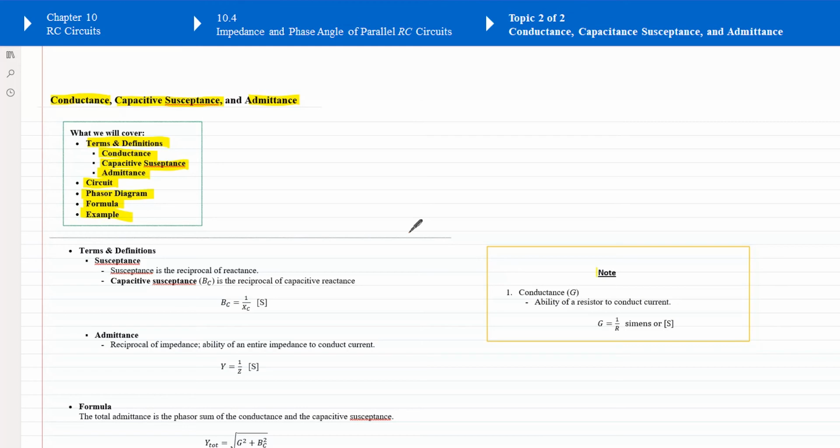Before learning the new terms, how about let's look at a note here. We have learned conductance already. The symbol for conductance is G. It is the reciprocal of resistance. Conductance is a measure of the ability of a material to conduct current. The unit is Siemens, or just S.